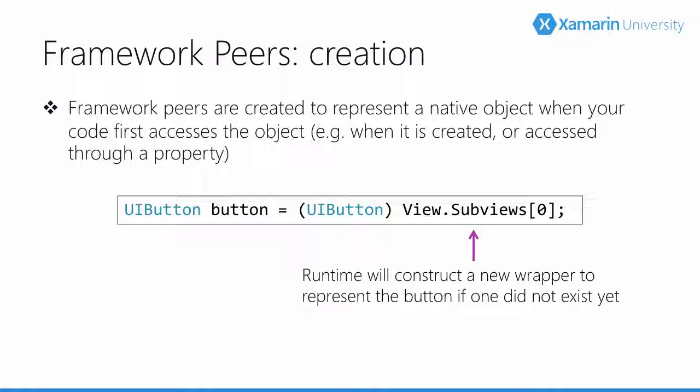And so up to this point, before we called subviews, no peer had been created. We didn't even know about the presence of that button on the managed side, on the mono side. But once we request an object from that subviews collection, Xamarin iOS automatically creates it for us. We get a new peer object to represent the button. It looks at the actual type by querying iOS, and it generates the correct framework peer for it and hands it back to us, and then we can interact with it through the normal properties and methods that are present on the framework peer.